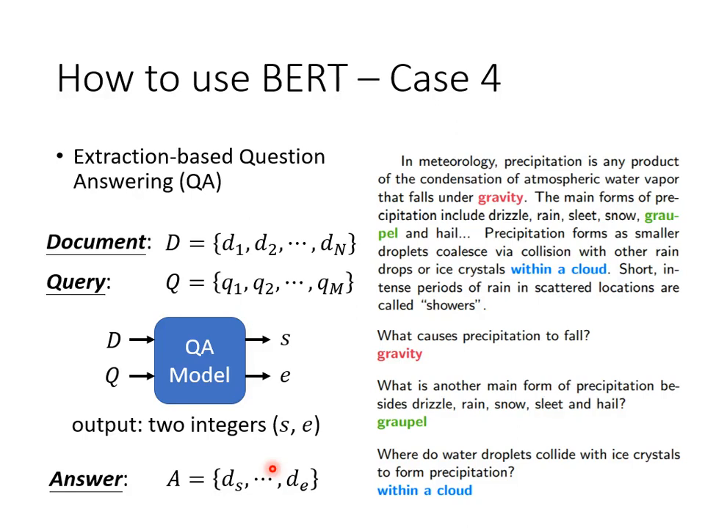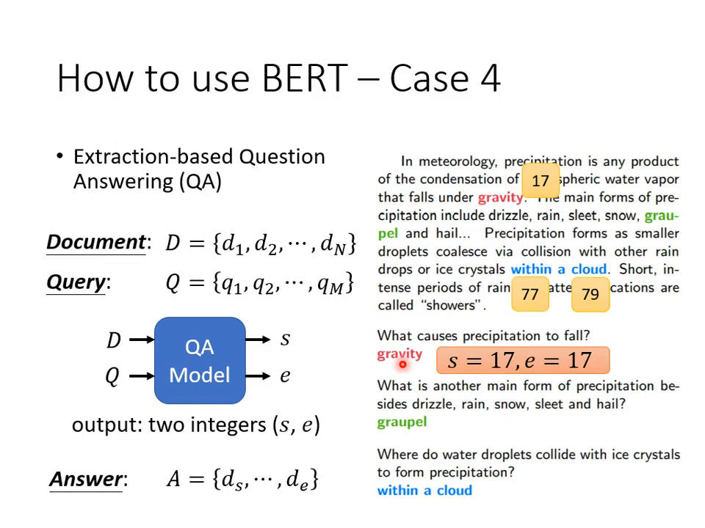Okay, if you still don't understand what I'm talking about, to be more specific, here is a question and an article. And the correct answer is gravity. How does the machine output the correct answer? Your QA model should output s equals 17 and e equals 17 to represent gravity, since it is the 17th word in the whole article. So s equals 17 and e equals 17 means to output the 17th word as the answer.